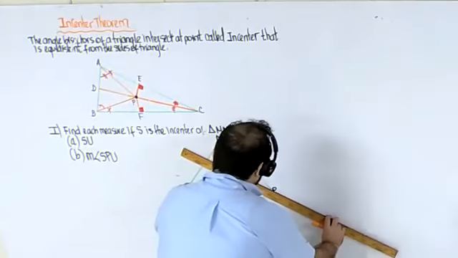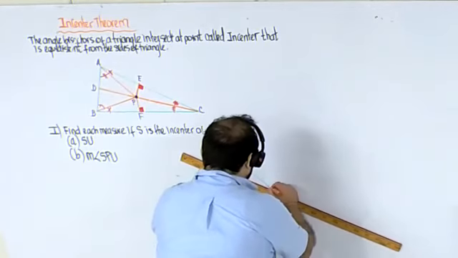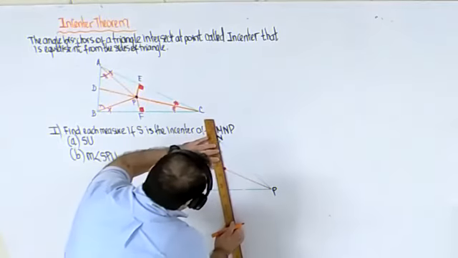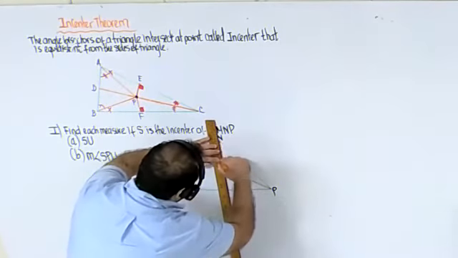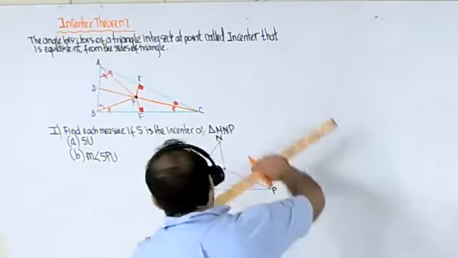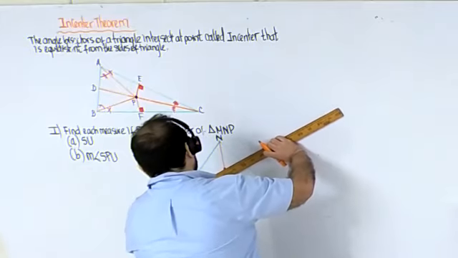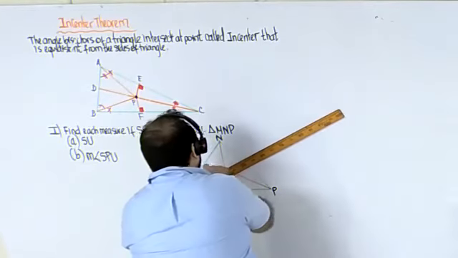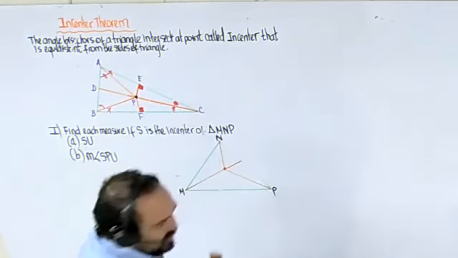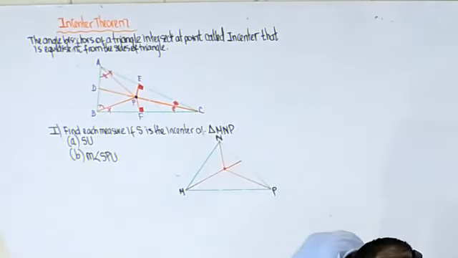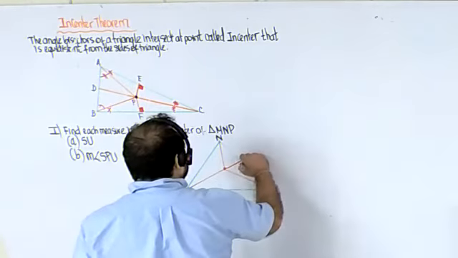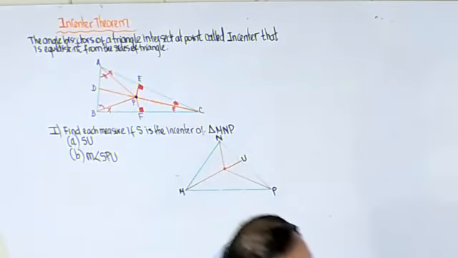We have one intersection line here. We have another one over here. Okay, we have another one over here. And obviously we have another point here. This is going to be the point U.